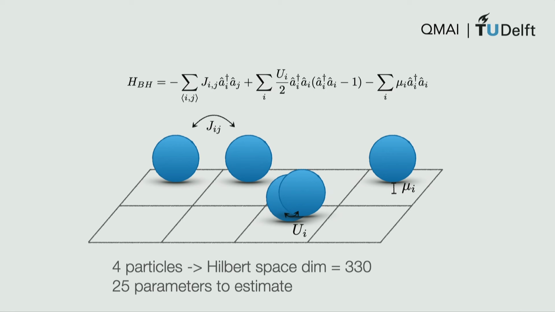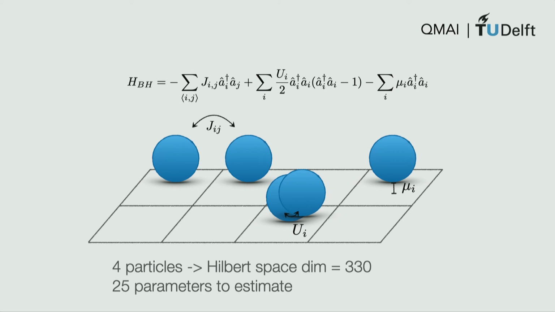So we started from a super minimal subset of this landscape, and that was taking 8 sites, 4 times 2, with 4 particles in it. If you would count all the possible J's and all the possible mu's and U's, you would have 25 parameters to estimate. That's still annoying, even for this small subset, but let's walk through that. We picked this subset for a reason. I will show you a little bit later in the talk how to scale it up.